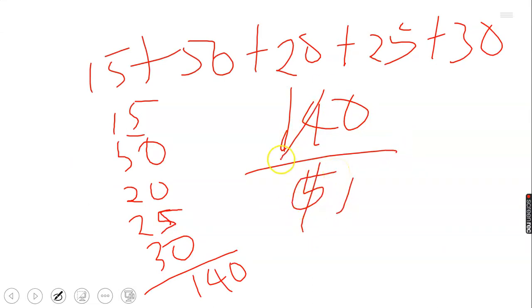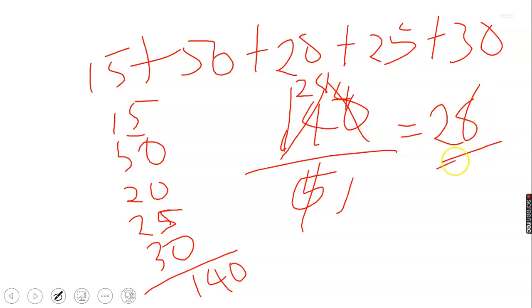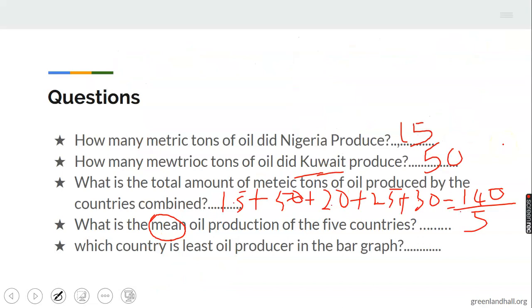5 here, 1. 5 and 14, you give us 2. Remainder 4. 5 and 40, you give us what? 8. So your answer is 28. That is the mean oil production of the 5 countries, 28. Now let's go to the last question.